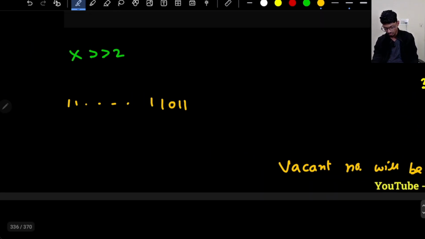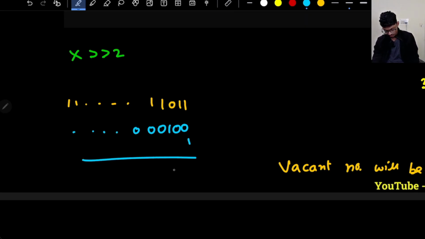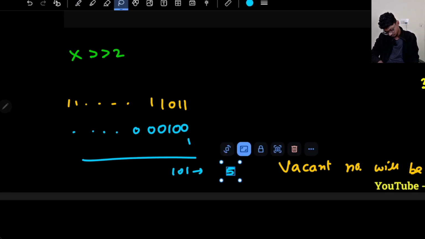Again, if I take the 2's complement now, this will be 0 0 1 0 0 0 and everything else is 0. Now again I have to add 1. So if I add 1, this will become 1 0 1, which is equal to what? This is equal to 5. And of course I have a sign bit at the front, so that is -5.